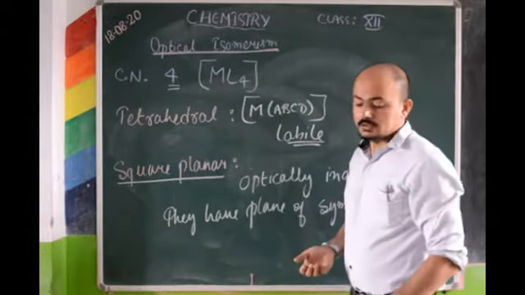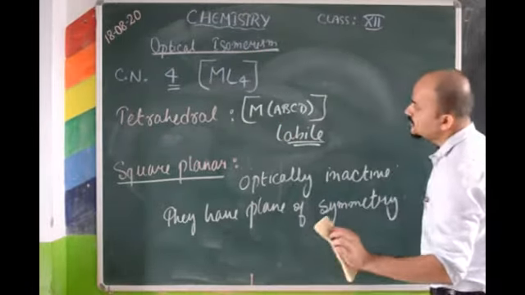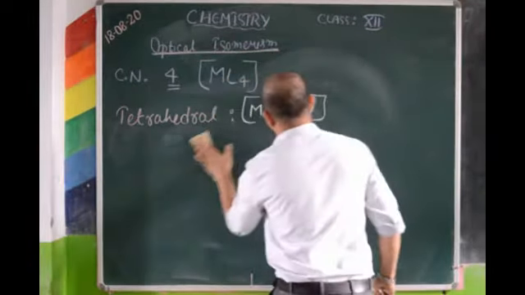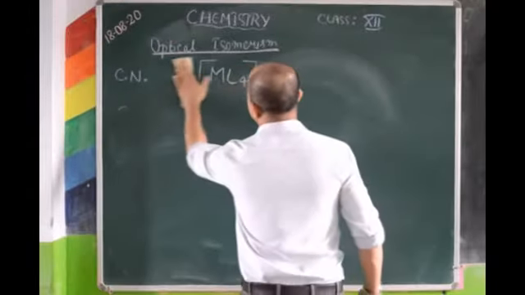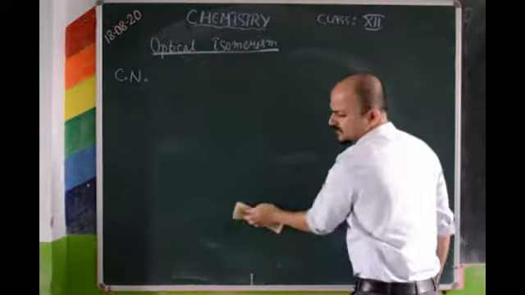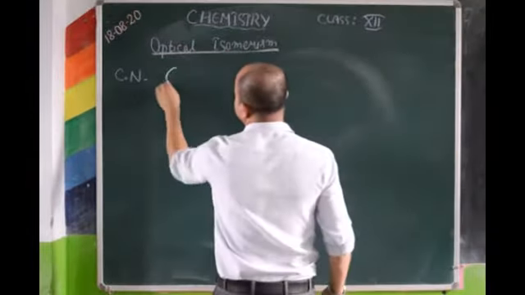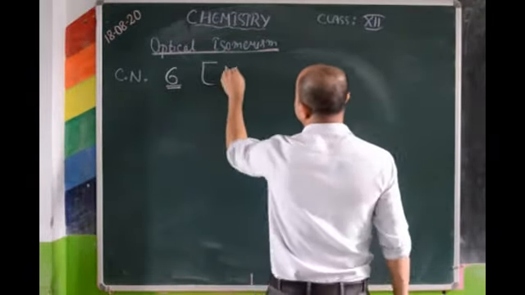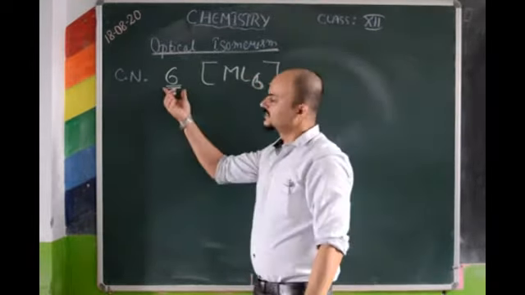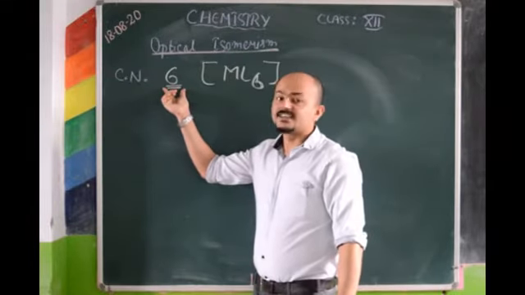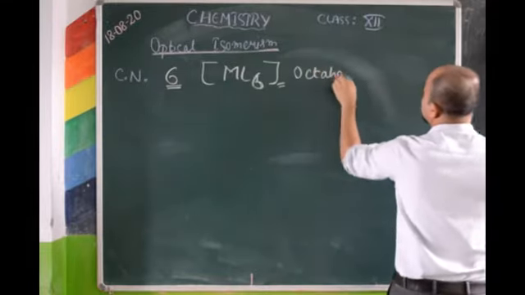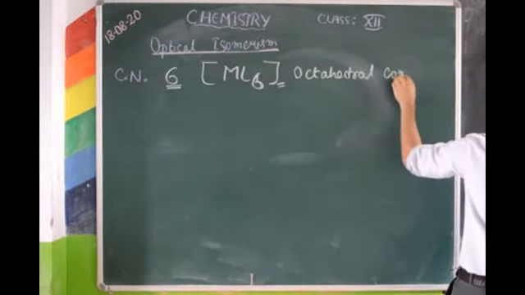Now, let's move on to complexes which have coordination number 6. Now we will be discussing complexes which have coordination number 6. They will be of the type ML6. As I have told you before also, here 6 doesn't mean hexa, it is octahedral complexes. They are known as octahedral complexes.